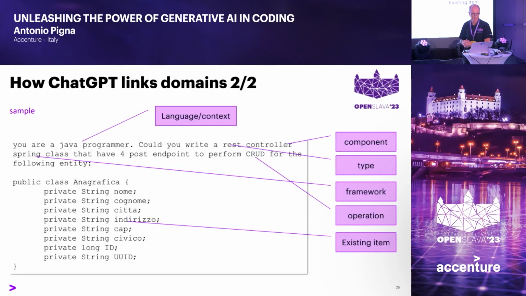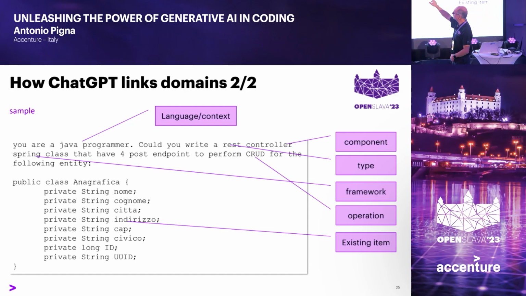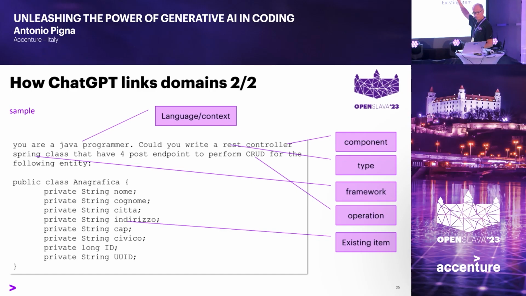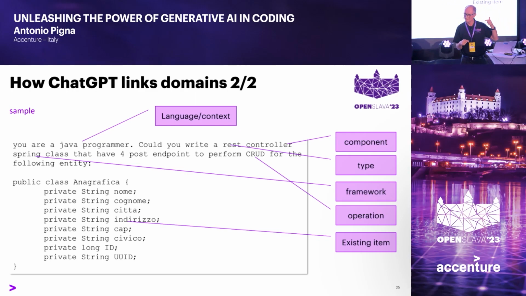This is a sample of ChatGPT domains. This is a sample prompt that I used in the past. Okay, you are a Java programmer. You should say what is the context, what is the language, who is the person ChatGPT is, what are the components, the type of component, the framework, the operation. Everything you want in the solution, you have to simulate the associative mind of ChatGPT.